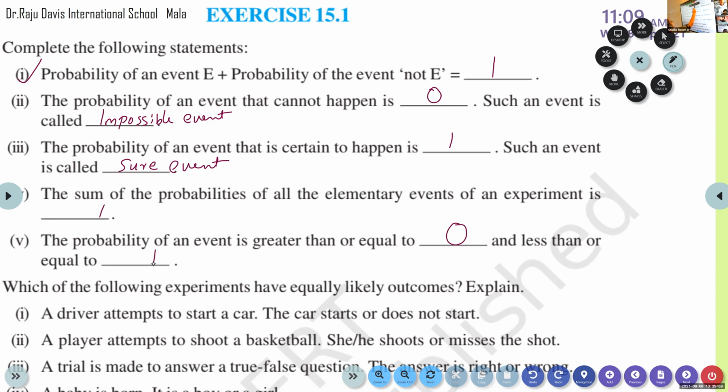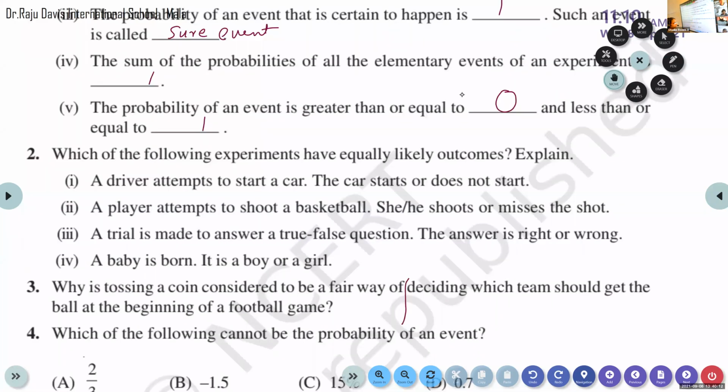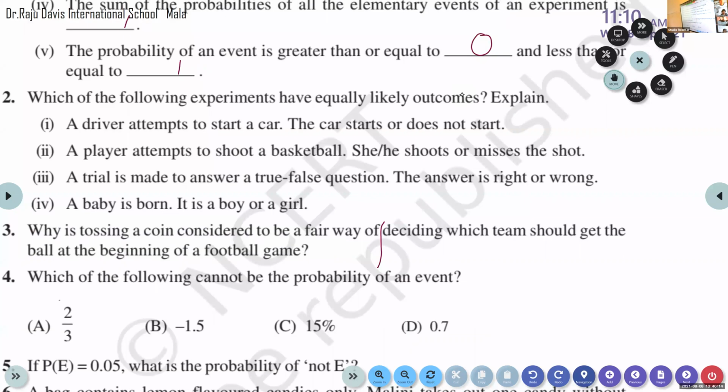Okay. Now, we will discuss the second question. Which of the following experiments have equally likely outcomes? Equally likely means having the same chance to occur. See, tossing a coin is an equally likely experiment. The outcomes are equally likely. Either head or tail, both having the same chance.